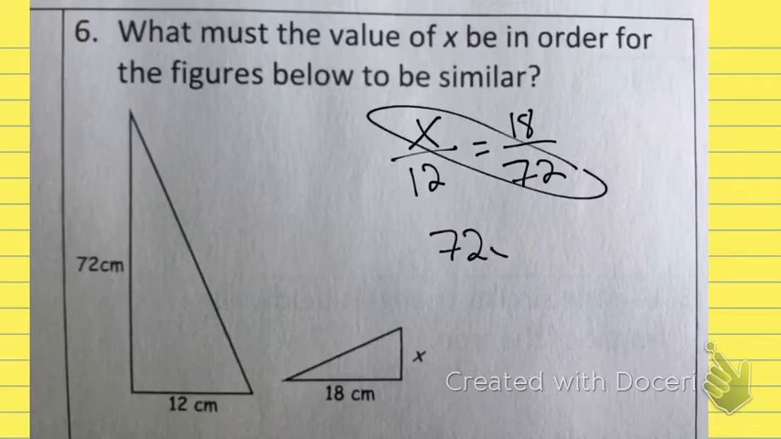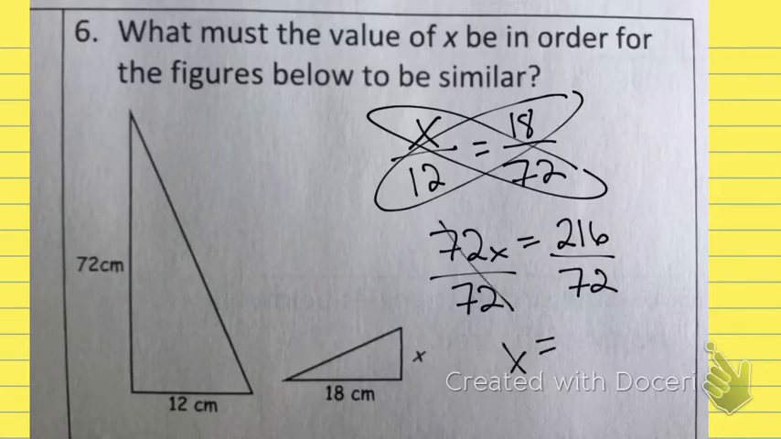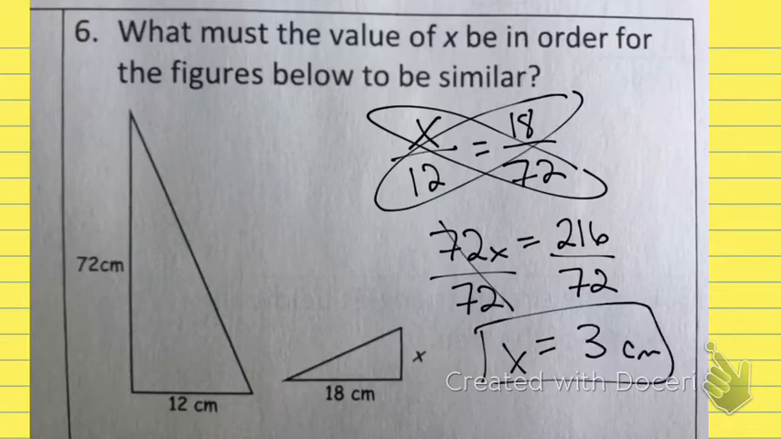There's my 72X. 180 plus 36. Is that 216? I don't have a calculator. Anybody confirm that for me? 180 plus 36, 216. Okay. And then I'm going to divide both sides by 72. And that's going to give me an X value of 3 centimeters. All right. Now, realistically, the way I personally would do this is I know this is 1/4, and I would do times 3 times 3. That's what I would do.